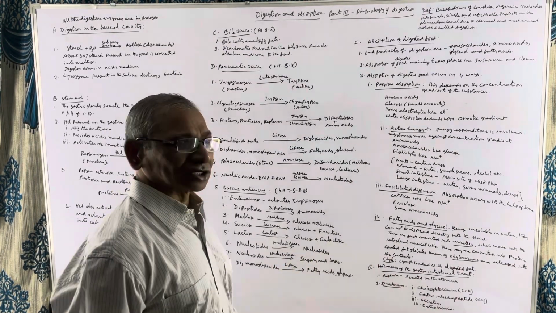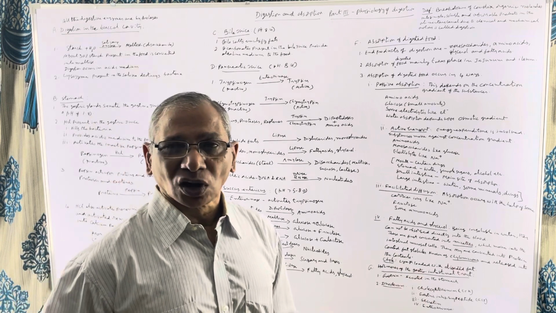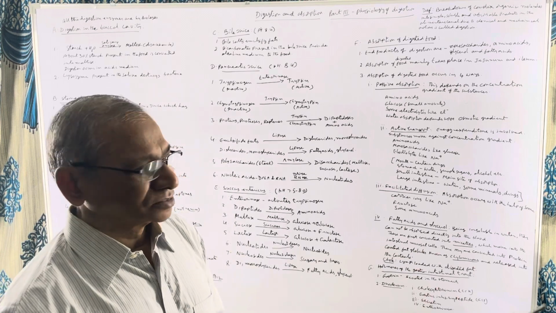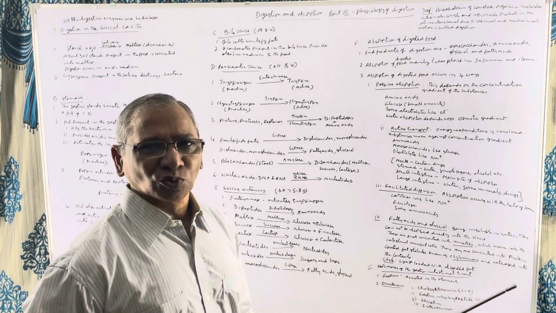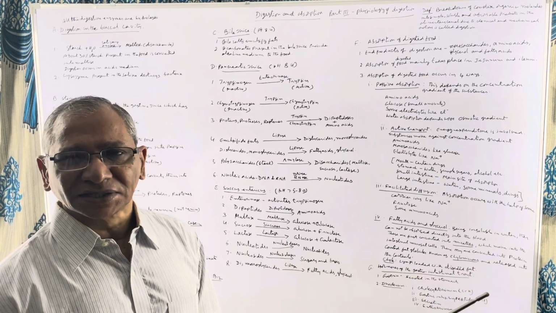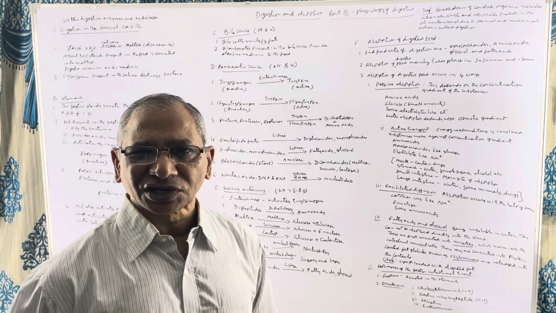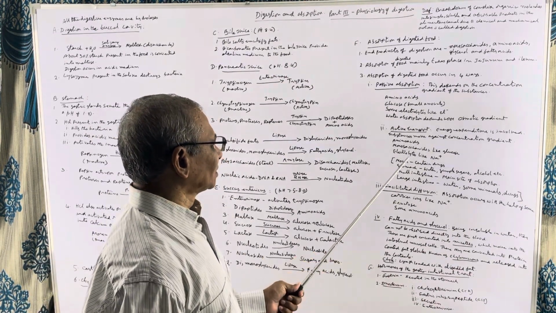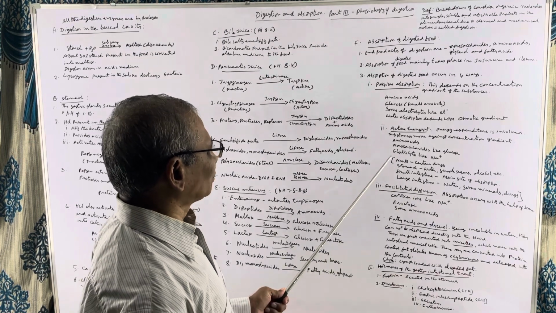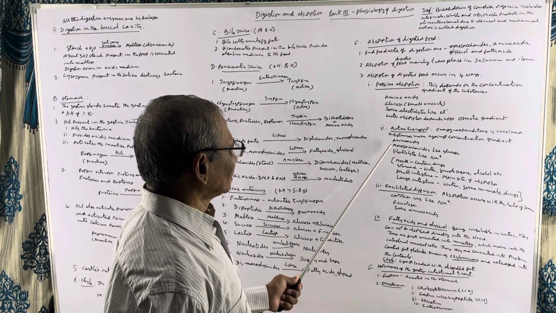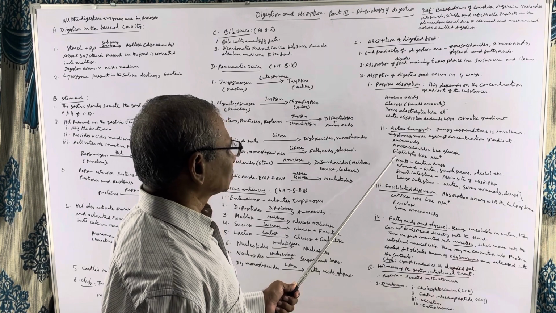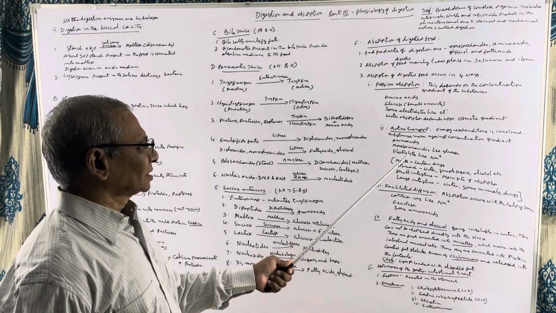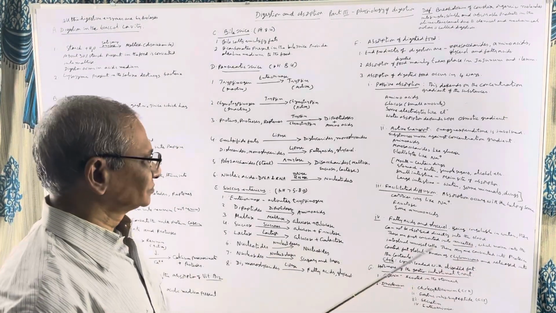Then the second one is active transport. It involves expenditure of energy in the form of ATP. It is a costly process. In active transport, substances move against the concentration gradient. That means they move from lower concentration to higher concentration. That's why it involves expenditure. The substances that are actively transported are amino acids, monosaccharides like glucose, and electrolytes like sodium. So these are actively absorbed into the blood.